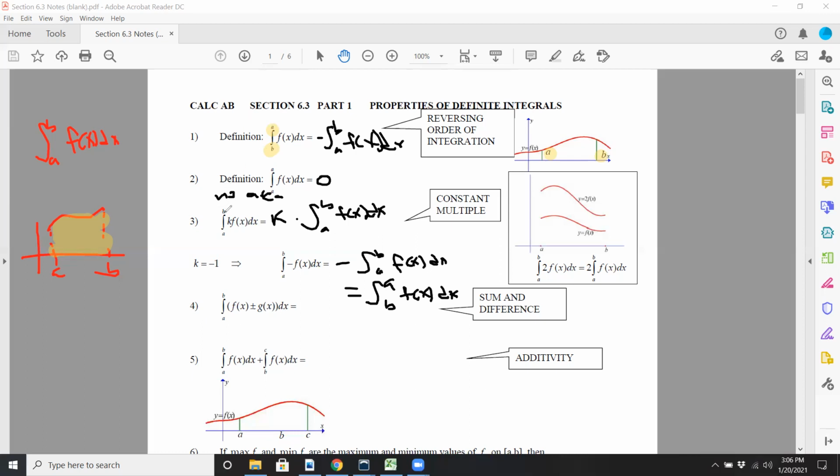And going back to the constant multiple rule again, look at the graph off to the right here. If you have f of x and multiply it by 2, so now it's a vertical stretch, you can see that we're doubling the area. So if this is A1, then what I'm doing in red would be twice A1.